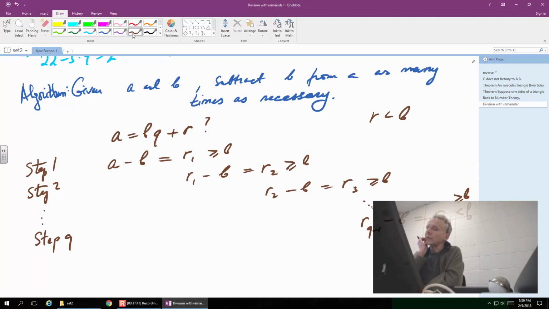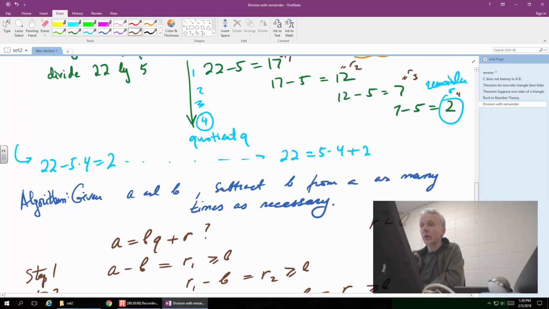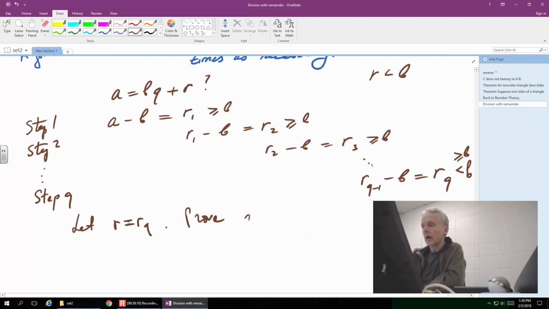Okay, so I need to figure out the processes here. The fact that it ends is obvious. We just need to prove that what we have found, R_q, is correct, so we declare now let R be equal to R_q after this many steps. Now we need to prove that our equation is satisfied: A is equal to BQ plus R. We certainly know that Q is an integer, R is an integer, A and B were given. So why is this satisfied? Well, you see how we can prove it?